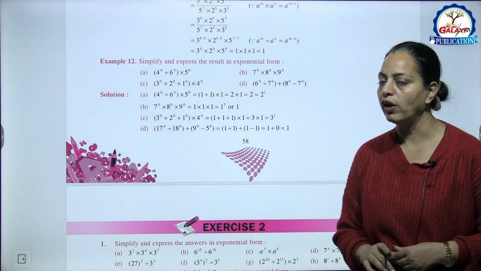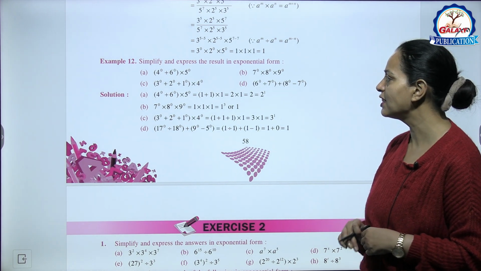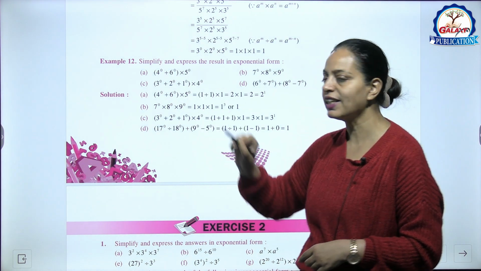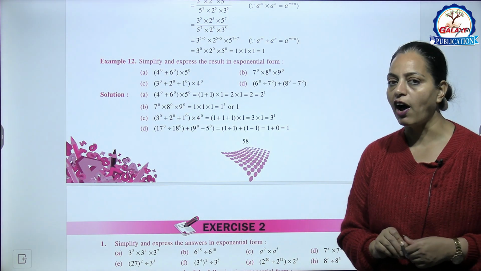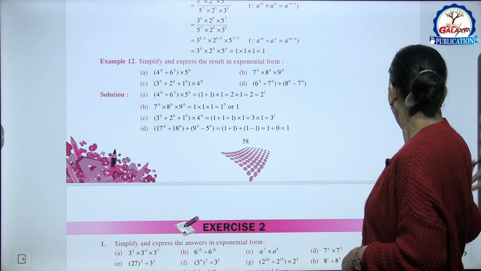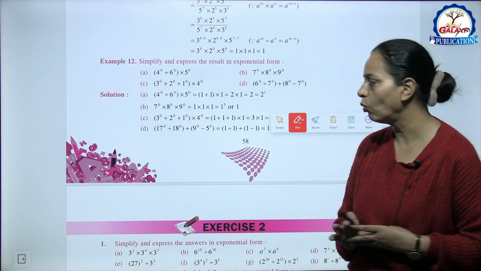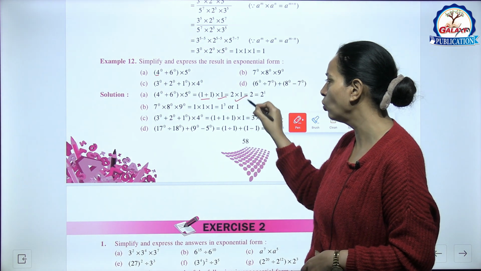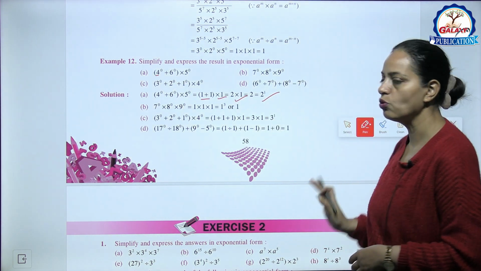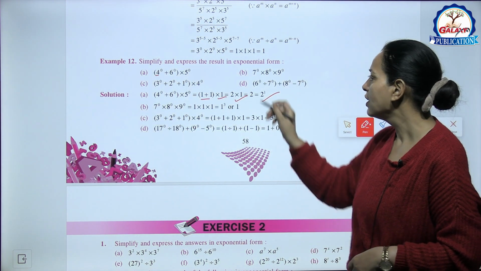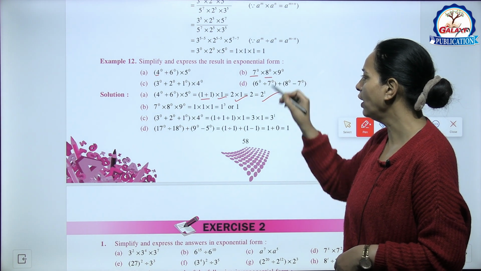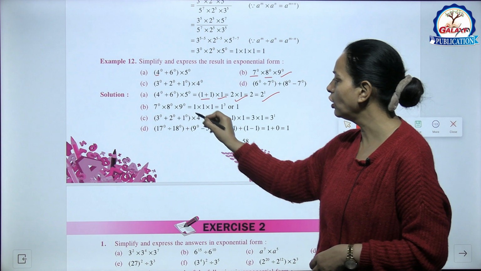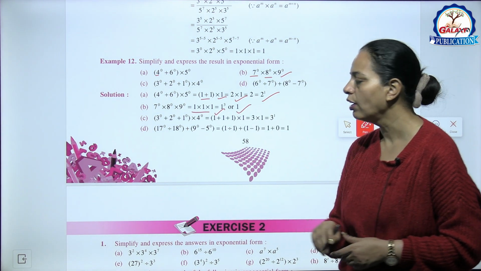Now example 12, simplify and express the result in exponential form. A part, 4 raised to power 0 plus 6 raised to power 0 into 5 raised to power 0. You know, any number if power is 0 then that becomes 1. So 1 plus 1 into 1, so 2 into 1, answer is 2. Now B part, 7 raised to power 0 into 8 raised to power 0 into 9 raised to the power 0. So 1 into 1 into 1, that is 1 cube or 1.